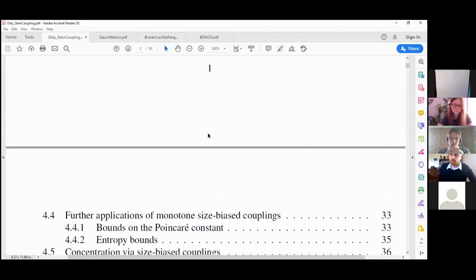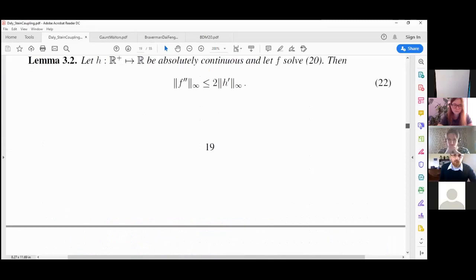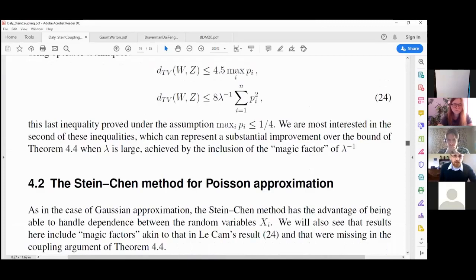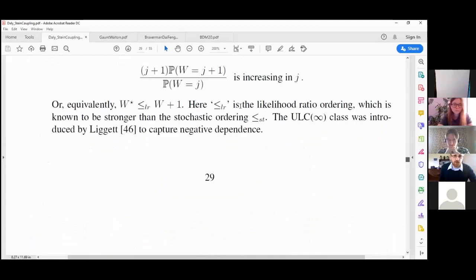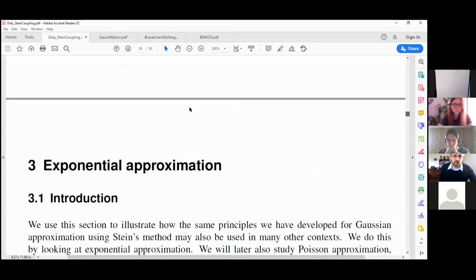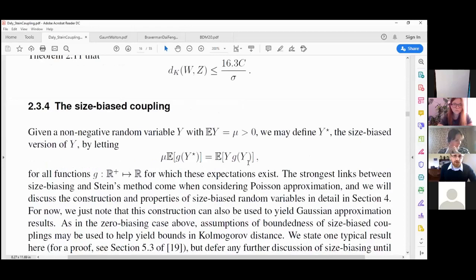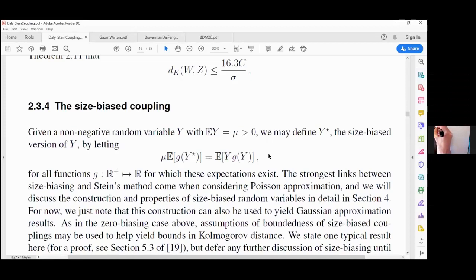So that reminds me, there's one thing that's not related to exponential approximation that I wanted to start with. We did talk a little bit about size bias couplings last week. We gave a definition somewhere, not that far. There it is. So we talked about this size bias coupling, and there was a little bit of discussion about this, just to emphasize where we were.